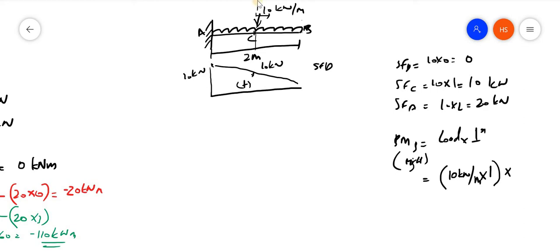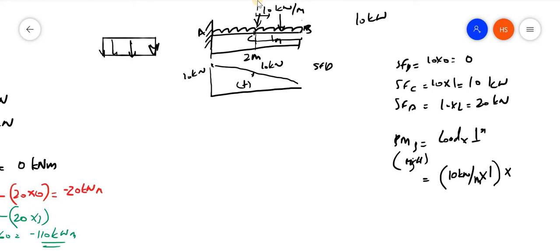For a UDL, this load will be acting at the center. Center means here, since the length is 1 meter, this is 1 meter. So the total load will be 10 into 1, 10 kilonewton. And we assume it is acting at the center because it is a rectangle. A UDL is always a rectangle type of loading, so the load acts at the centroid. We find the total load, and that total load acts at the centroid.